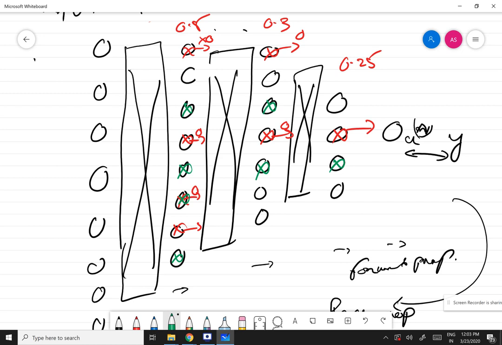You keep cycling through this: for every epoch you change the neurons randomly, throwing out certain neurons randomly, and keep doing the iteration in this way. This will ensure that no particular pathway is favored over the other pathways, okay, for repeated training.